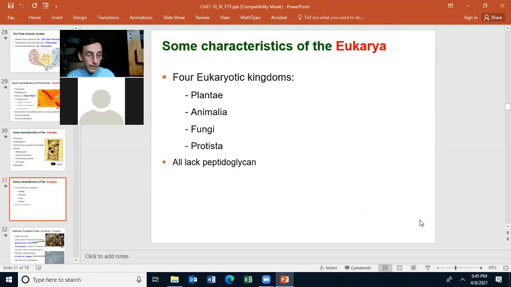So the archaea are interesting and fascinating, and I wish we had more time to talk about them, but we're not going to focus on them. Let's talk a little bit about the characteristics of the eukarya. I mentioned that we can divide the eukaryotes into 4 kingdoms: the plants, the animals, the fungi, and the protista. It's important to note that all of the eukaryotes lack peptidoglycan in their cell wall, and of course animals don't even have a cell wall, so that only the bacteria have peptidoglycan.